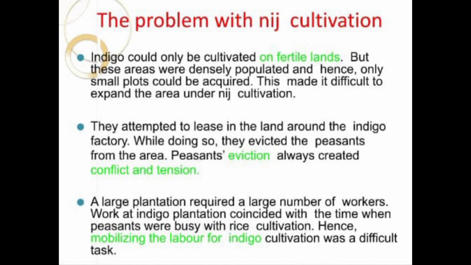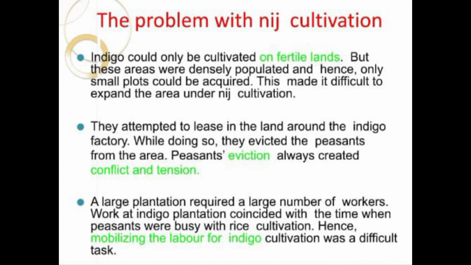So now this problem led to nij cultivation. Indigo could only be cultivated on fertile lands. Nij is real, but these areas were densely populated and hence only small plots could be acquired. This made it difficult to expand the area under nij cultivation, or fertile land indigo cultivation.